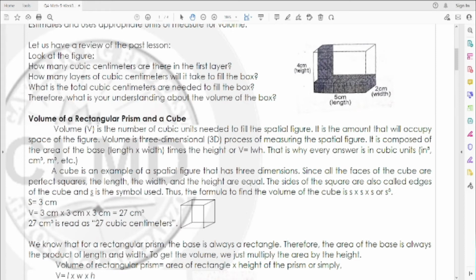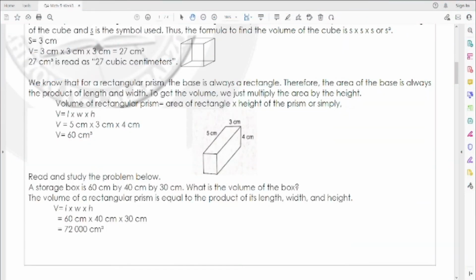This is it. Then, we know that for a rectangular prism, the base is always a rectangle. Therefore, the area of the base is always the product of length and width. To get the volume, we just multiply the area by the height. Volume of a rectangular prism is equal to the area of the rectangle times the height of the prism, or simply V is equal to L times W times height.